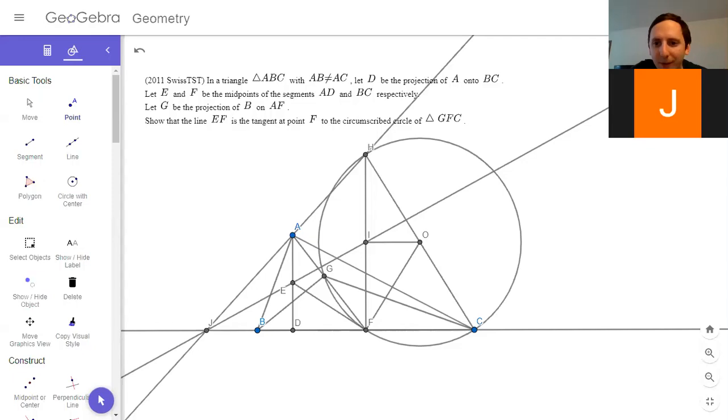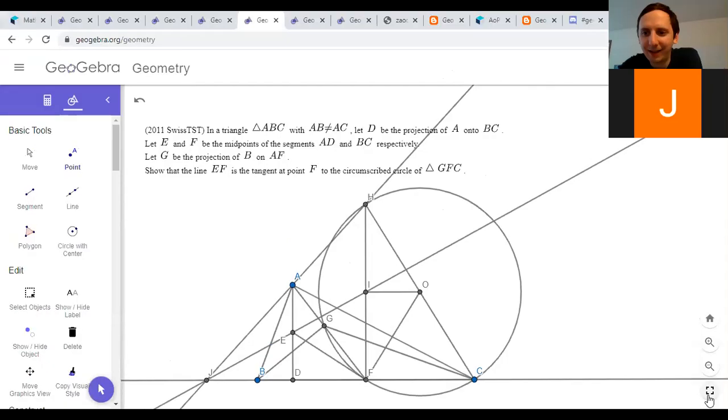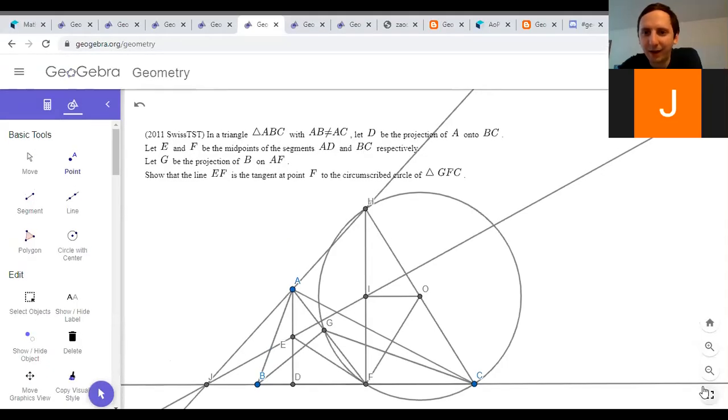Let's see who's on. Arabian. EF is the mid segment. It connects the two midpoints. So yeah, EF is parallel to AC. I think that probably might solve this. So EF. Well, no, because F is the midpoint of BC, not the midpoint of, yeah. But I think I might have an overkill solution. Let me see.